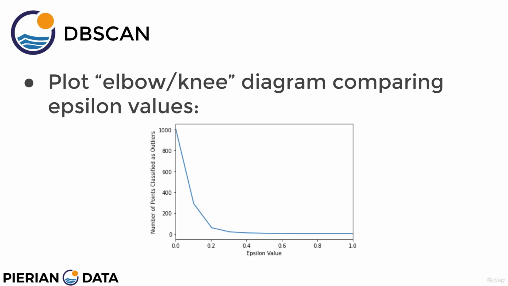But as you increase epsilon, you're increasing that range for the minimum number of samples or minimum number of points that you're allowing for the classification of a core point or a border point, and you should see the number of outliers go down as you increase epsilon value. But if you increase it too much, then everything's going to belong to the same cluster and there will be no outliers or distinct clusters.